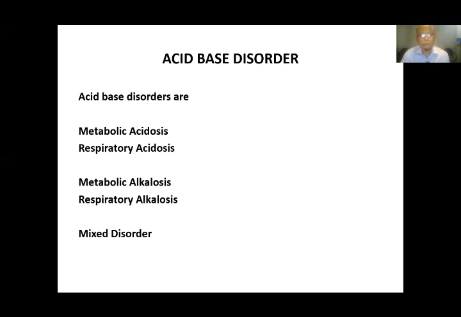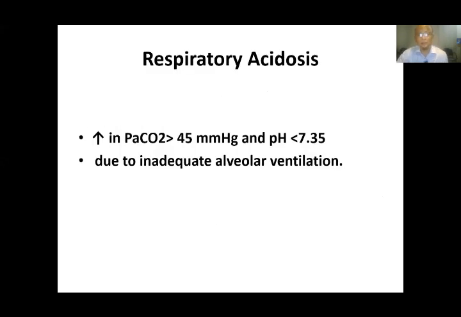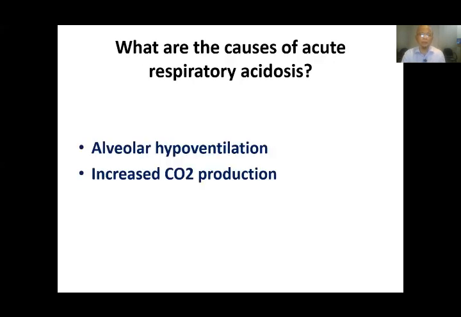Now coming to respiratory acidosis. In case of respiratory acidosis, as you know, the partial pressure of carbon dioxide will be more than 45 millimeters of mercury, and pH is less than 7.35. It is due to inadequate alveolar ventilation. So if there is inadequate ventilation, carbon dioxide will be retained, that will create carbonic acid, and by dissociation you will get excess hydrogen ions.